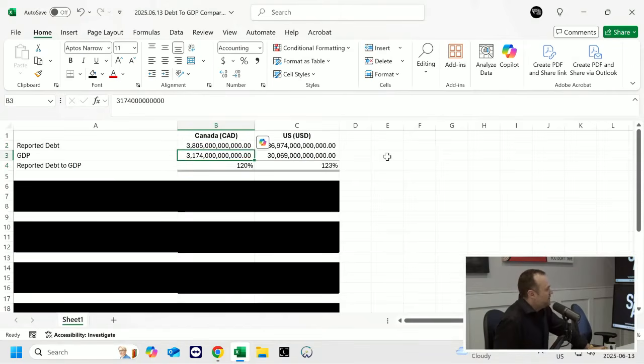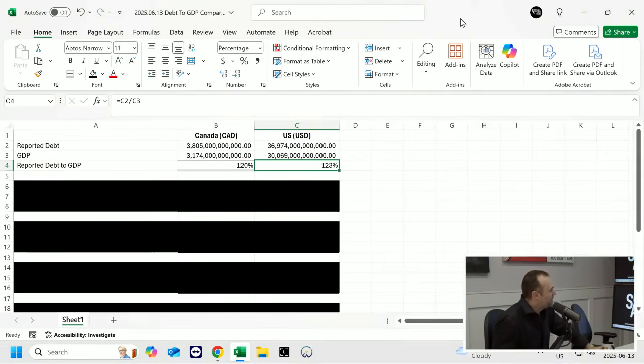Conversely, in the US, you have $36,974 billion of reported debt, and you have a GDP of $30,069 billion, for 123%. Let's call them the same. Let's just say this is roughly the same, but they're not the same. They are not the same, and we'll drill into it to show you what this is.